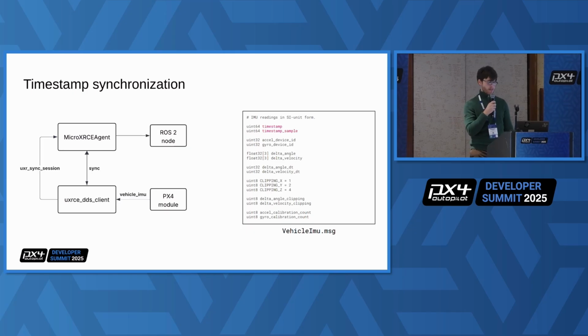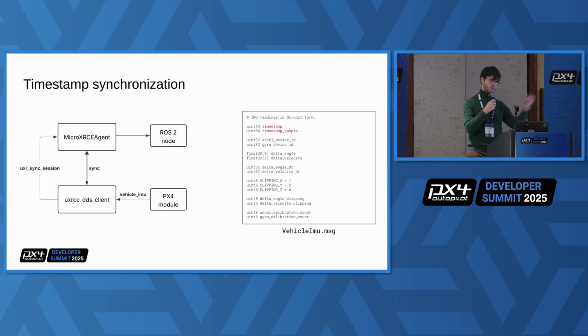Timestamp synchronization. Timestamp synchronization is quite important because PX4 runs on its own clock. It is normally initialized when the board boots, but ROS2 has a completely different clock. You normally want them to be synchronized and keep them in sync. This is done automatically by the timestamp synchronization feature. It will replace the PX4 message timestamp and timestamp sample, if that message has it, with the correct version.